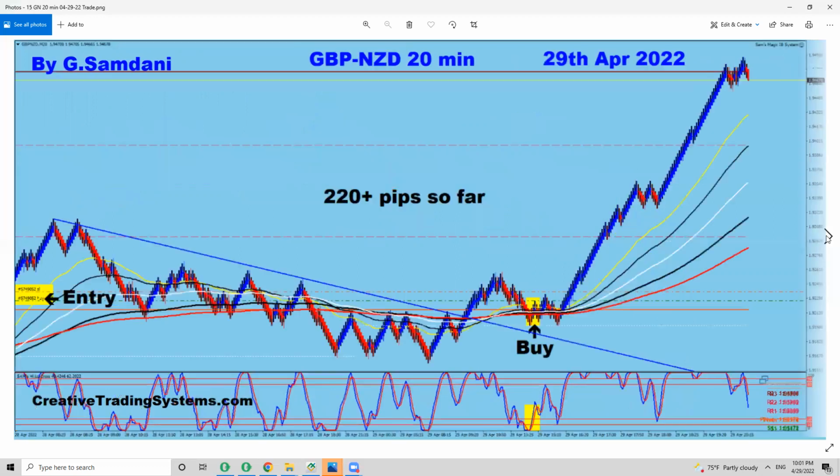And now here on the 29th, Pound New Zealand, look at that, the big one, 220 plus pips so far. Right from here, see, it was all bearish, yellow is below the black, and all of a sudden it goes above the yellow. Not only does yellow go above the black, but also above the red. Strong buy order, buy trade, and right after that, 220 pips.